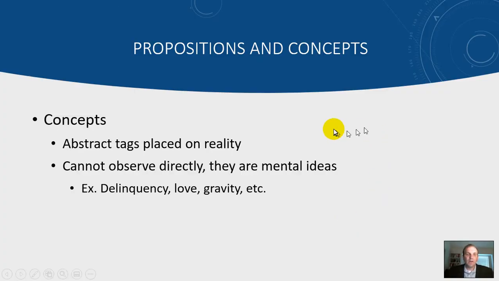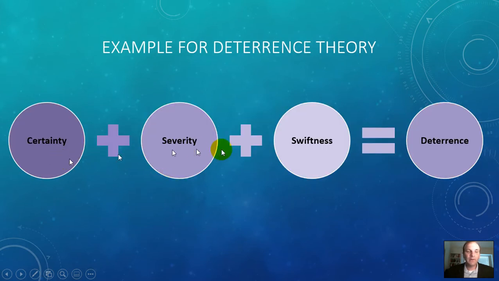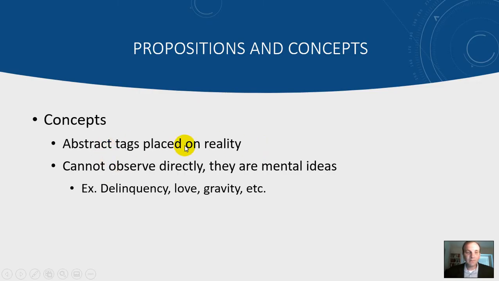So really, theory is a set of logically interrelated propositions used to explain an outcome. Within propositions, these are concepts. Differential association is a concept. Definitions, imitation, differential reinforcement are concepts. Certainty, severity, and swiftness are all concepts. You know how I know they're concepts? They're abstract tags that you place on reality.